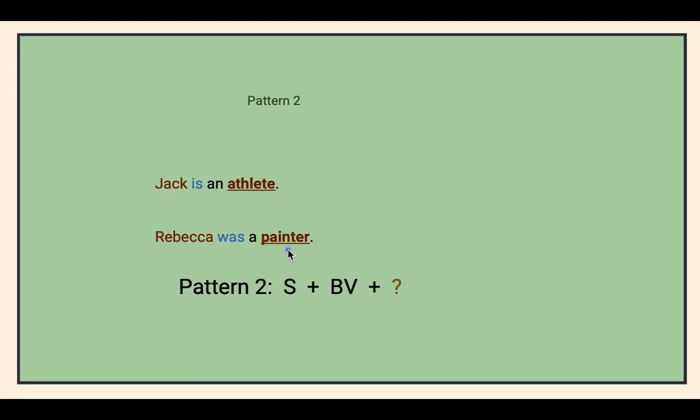Unlike pattern 1, both of these sentences end with a noun. In order to finish this pattern, we need to figure out how this noun is functioning. There are 7 noun functions, 6 of which will appear in our patterns. In fact, our ability to identify noun function is crucial to our ability to identify patterns.